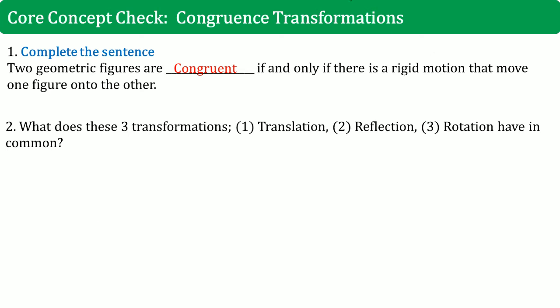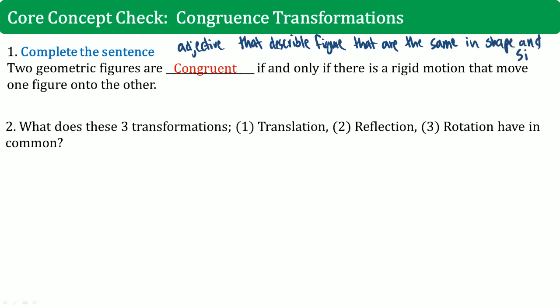If you are wondering what the word congruent is, it is an adjective that describes figures that are the same in shape and size. That is the definition of what congruent is.